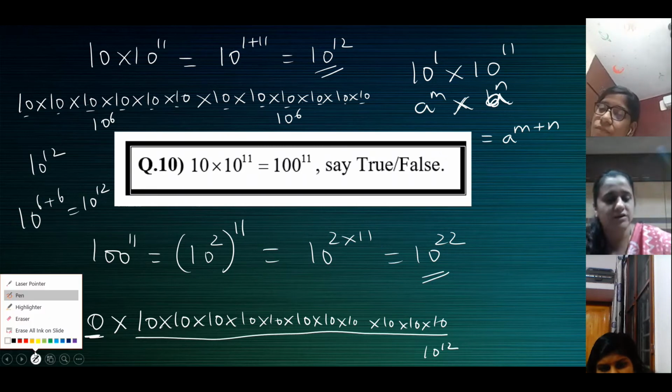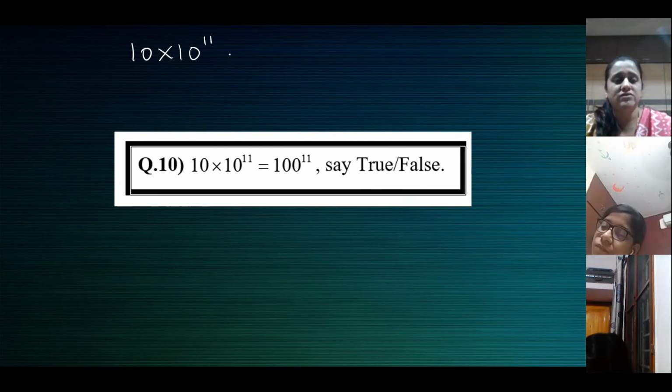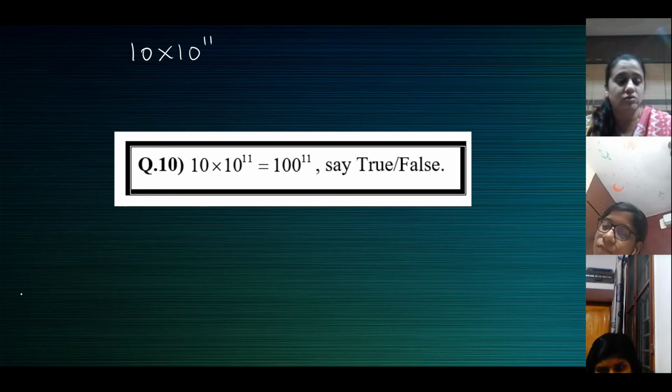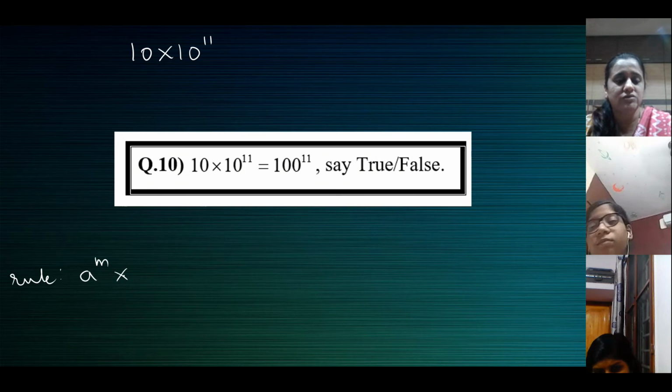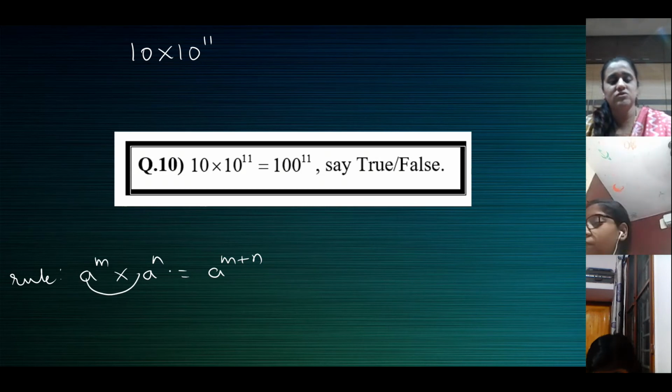So let me write it again. This is what you should have in your book. So 10 to the 10 into 10 to the power 11. Bases are same. The rule is a to the power m into a to the power n is equal to a to the power m plus n. Bases are same and it's multiplication, so we add the powers.